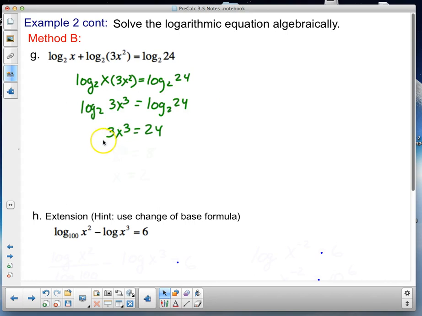And now I just solve. Divide by 3, I get x cubed is 8, and I take the cubic root, and x is 2. I plug it back in, that's 2, it's 1. That's 2 squared, which is 4, times 3 is 12, so that'll work out, no problem.